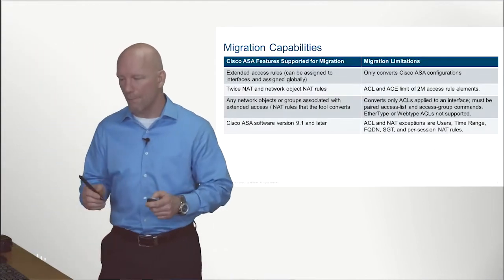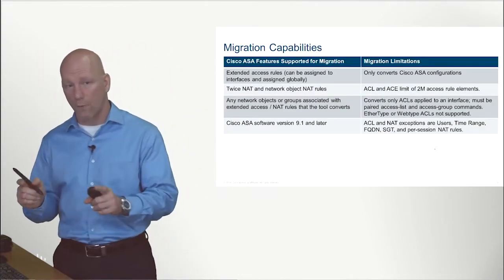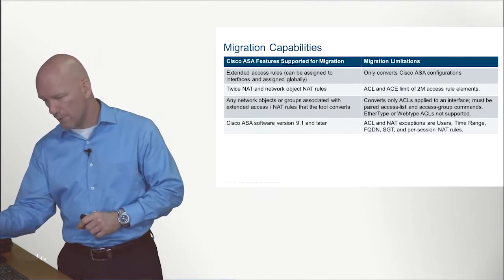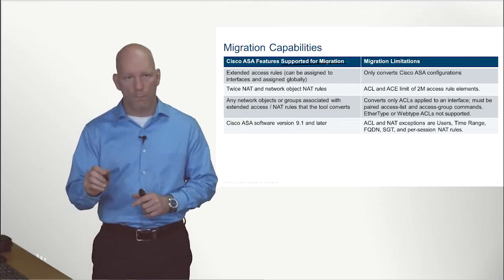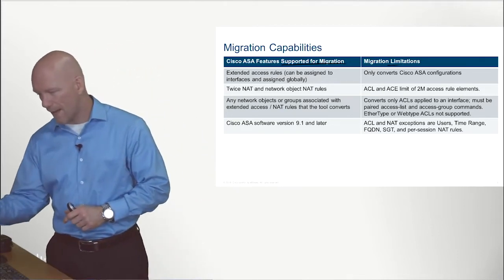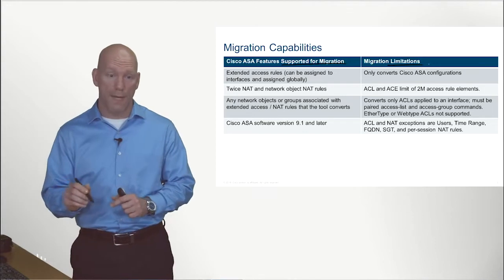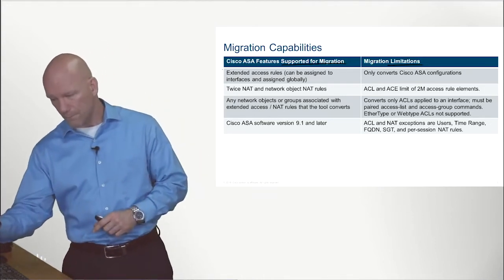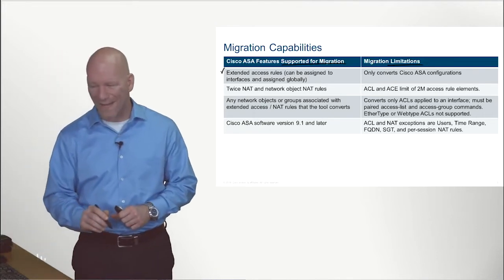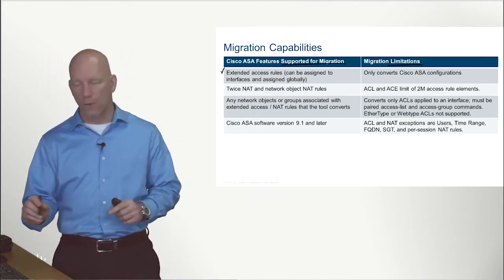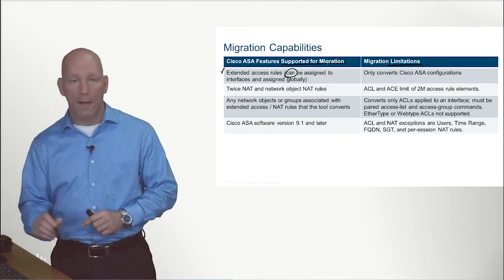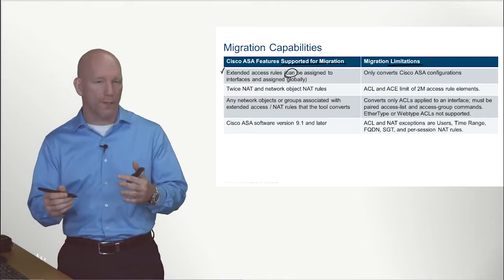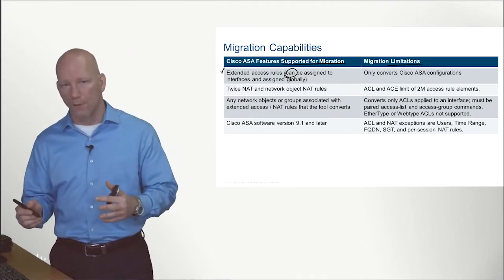So here we go, guys. Again, the migration capabilities, there's actually 2 quite important things that are happening on this slide. Please note the supported features for migration and then any kind of limitations, which is another way of saying heads up because things might fail on you. So 100%, we have support for our extended access list. But please note, the slide uses the word can. I'm going to use the word must. They must be assigned some way, for example, to an interface or assigned globally.